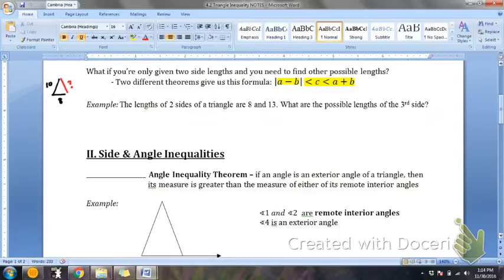So I have the absolute value of A minus B, less than C, less than A plus B. If you are a highlighter, I would be highlighting this or boxing it or something. You're going to need to know this formula. Put a star around it, something. You need to know this.